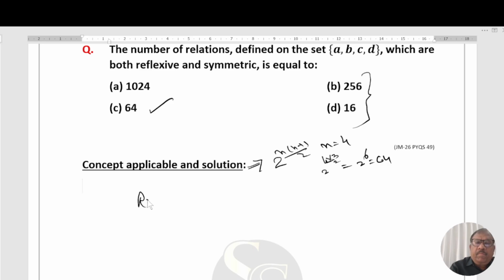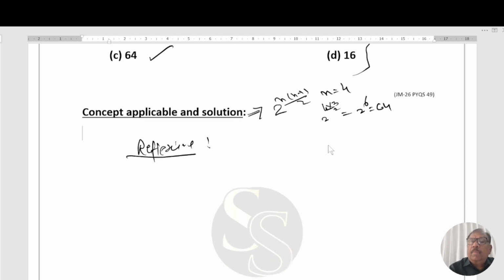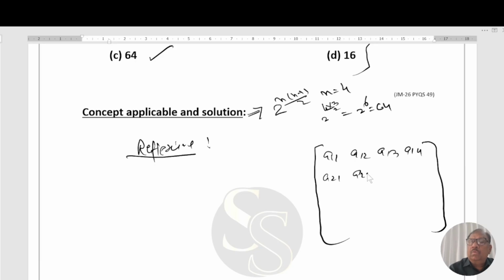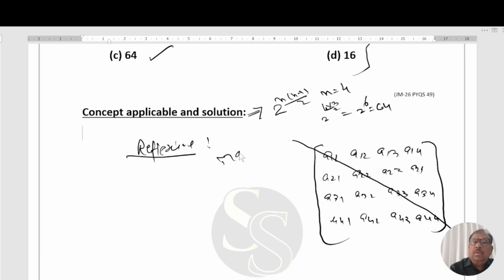Reflexive means, just from here you can check. First make a 4x4 matrix. There are 2-3 methods to do this. The entries are a11, a12, a13, a14, a21, a22, a23, a24, a31, a32, a33, a34, a41, a42, a43, a44. These are the main diagonal elements.